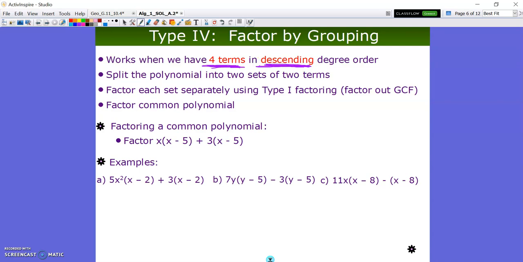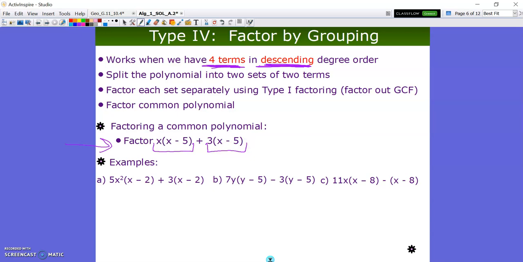We're going to split the polynomial into 2 sets of terms, and then we're going to factor each separately by using type 1 factoring, pulling out a GCF, writing the leftovers. We'll find a common polynomial, and that will be able to be our factor. So here, if we take a look at this example, it says factor x times x minus 5 plus 3 times x minus 5. Look at both of these as their own term.